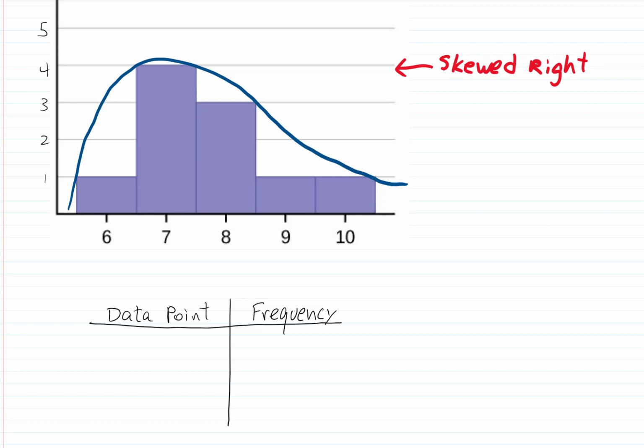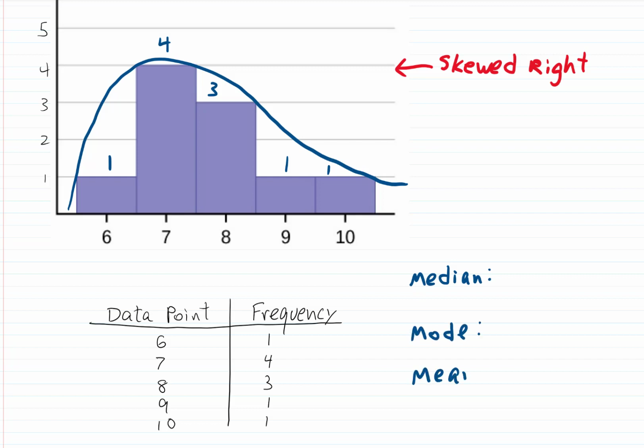Okay, what do we have here? There's a 6, and there's 4 7s, and there's 3 8s, and a 9 and a 10. Let's fill in this frequency table. Let's find the median, the mode, and the mean. The 3 measures of central tendency. Okay? So there's 10 data points.